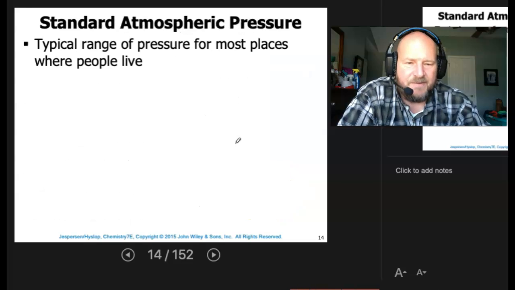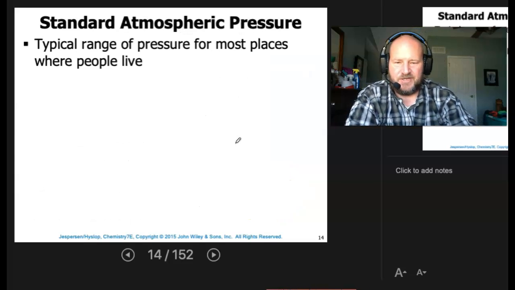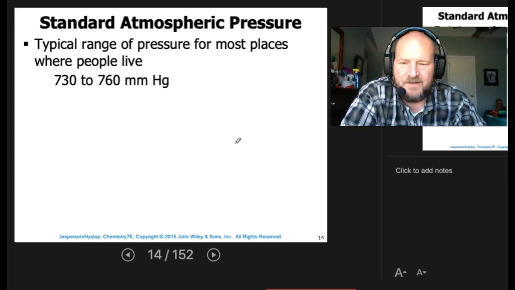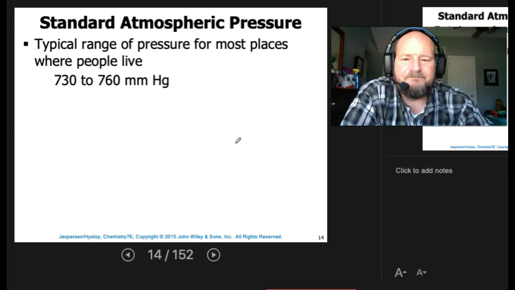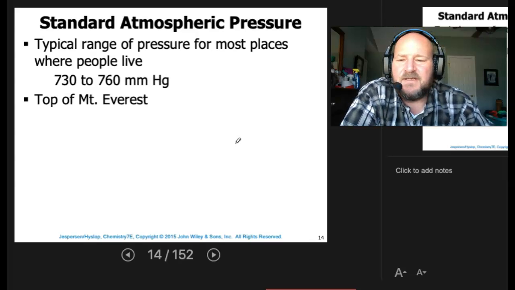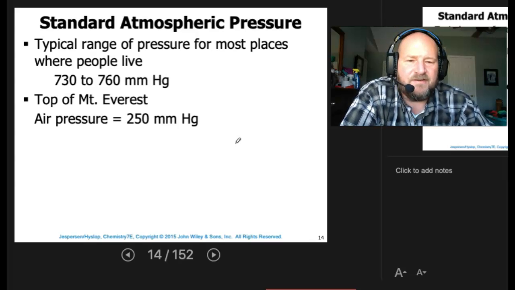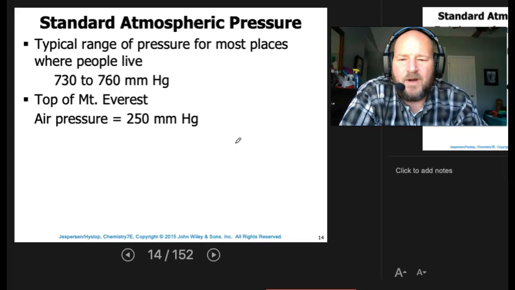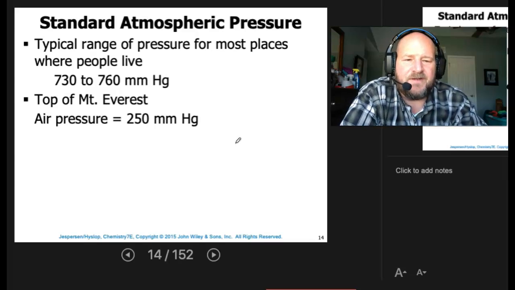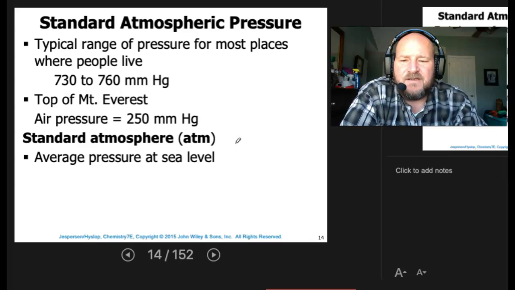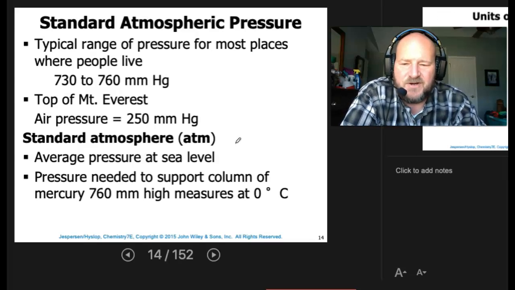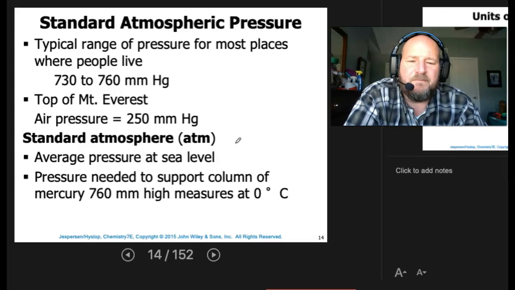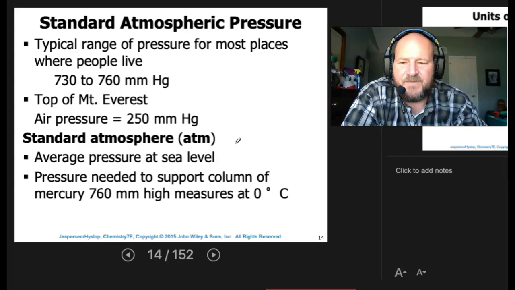All right, standard atmospheric pressure. The typical range of pressure for most places where people live is going to be 730 to 760 millimeters of mercury. So sea level. At the top of Mount Everest, the air pressure drops to a whopping 250 millimeters of mercury. Standard pressure in atmospheres is the average pressure at sea level, the pressure needed to support a column of mercury 760 millimeters high, measured at 0 degrees C.